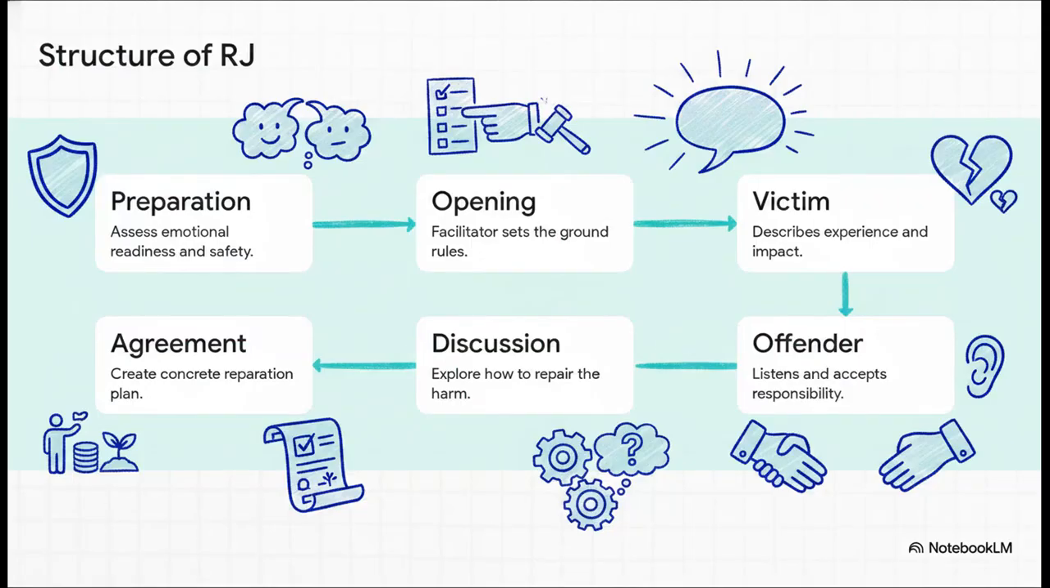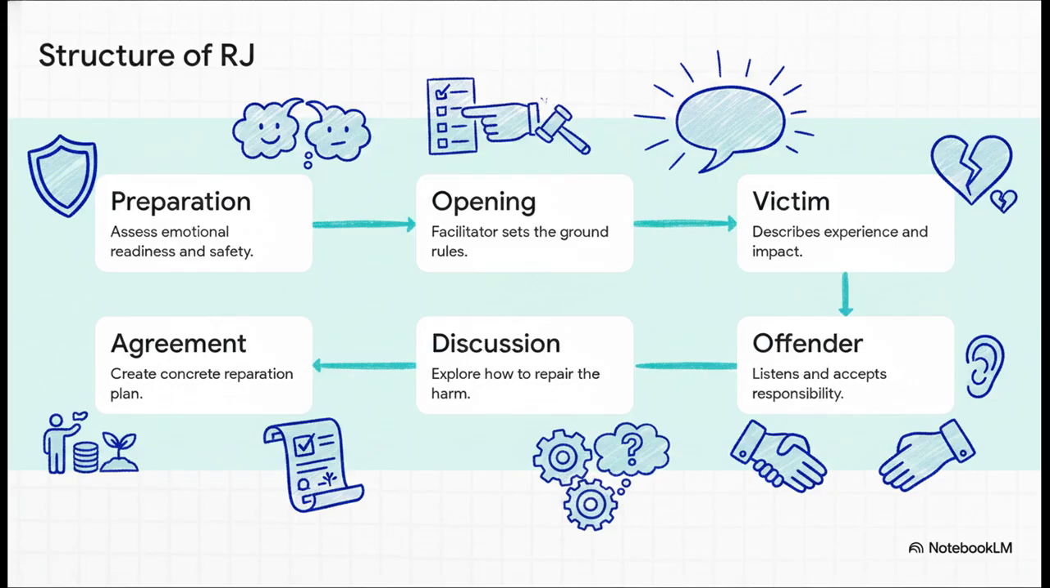To pull off that reintegrative shaming safely, a typical meeting follows 6 very strict stages. It doesn't just happen organically, it is heavily structured. It starts with a preparation phase where emotional stability and safety are absolutely prioritized through separate interviews. If the facilitator feels both parties aren't ready, the meeting just doesn't happen.